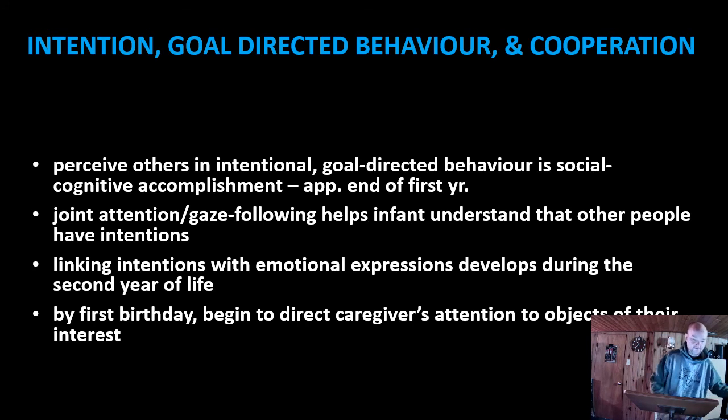Of course, infants also have their own goals, and by their first birthday, they begin to direct caregivers' attention towards objects that capture their interest. Look at this, look at this, look at this. It's not necessarily articulated words, but a lot of oohs and ahs and noises.